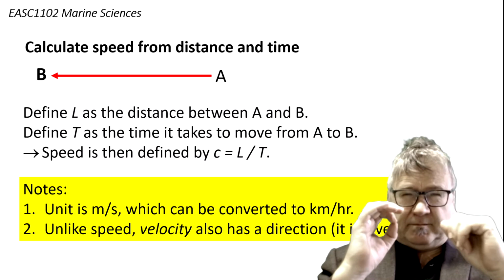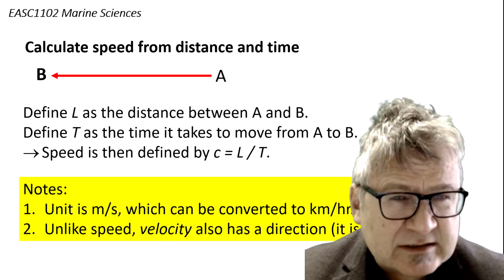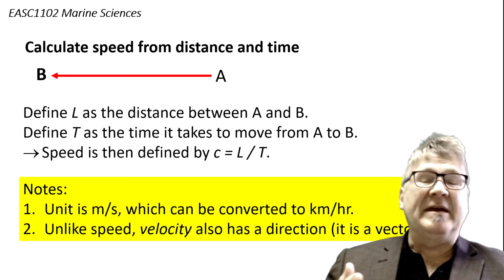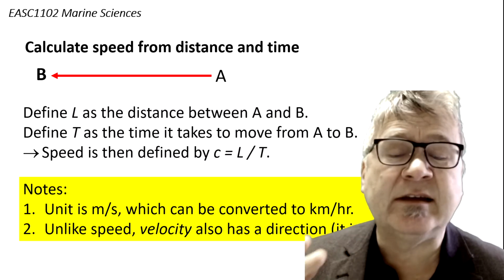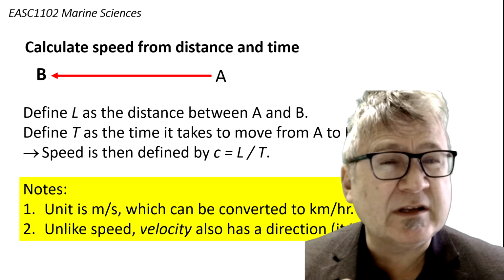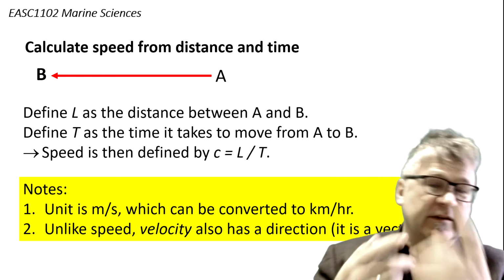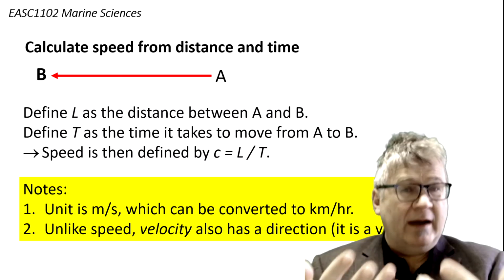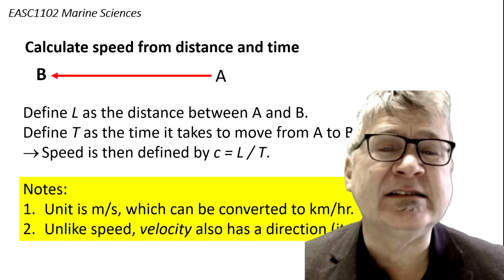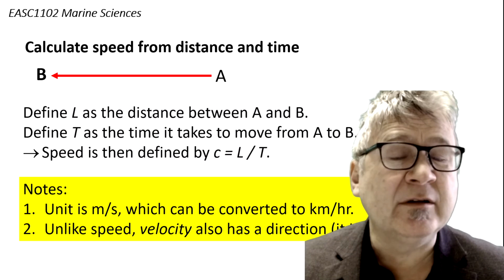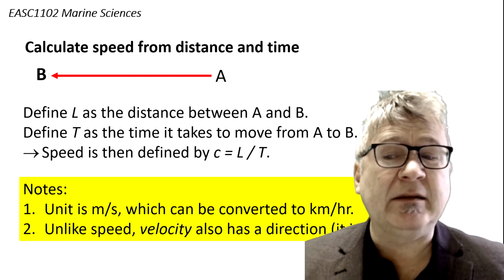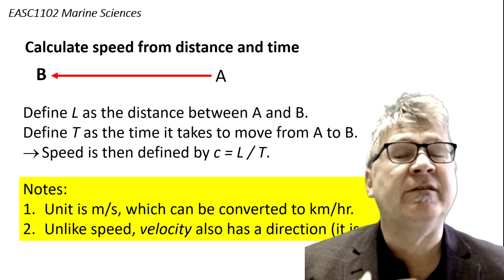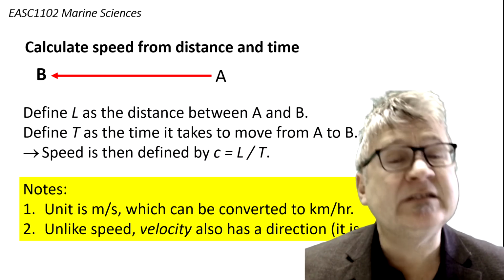So now, velocity is something different. It's a little bit more. Velocity, unlike speed, also has a direction. What does direction mean? In this example, you can move from B to A or from A to B. If you define the x-axis as pointing to the right, the velocity from B to A is positive, whereas the velocity from A to B is negative. That's the difference.